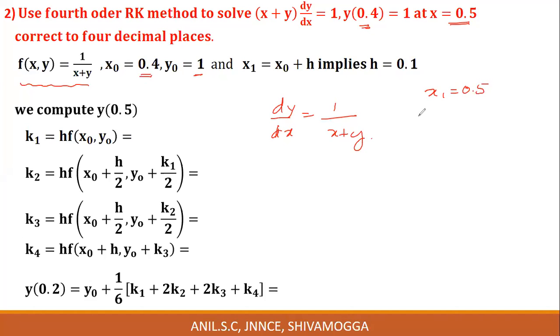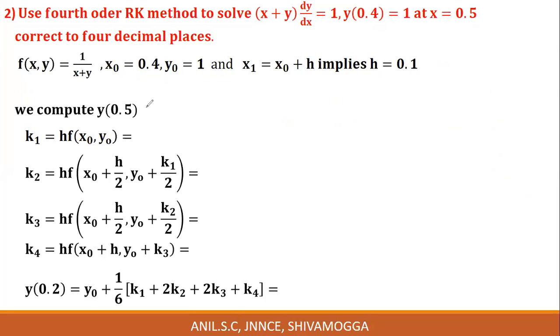x1 is always given by x0 plus h. This is equal to 0.5. Therefore, h is equal to 0.5 minus x0, and it is given that x0 is equal to 0.4. 0.5 minus 0.4 is equal to 0.1. Take h is equal to 0.1. Then this will be a single step problem.